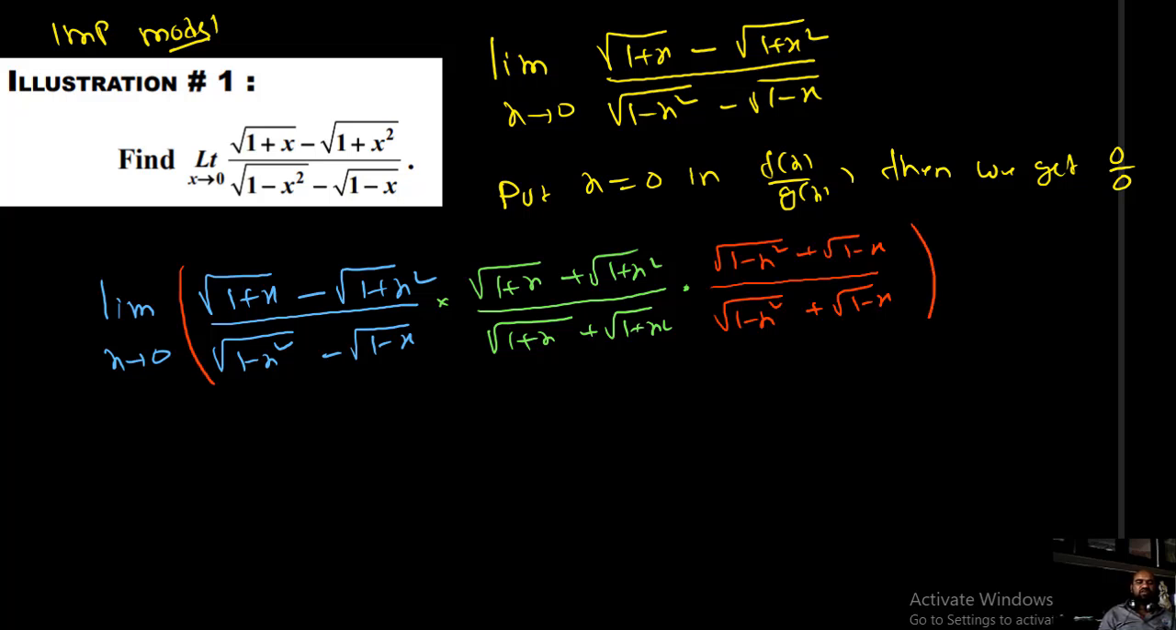Students, now I want to group this term with this term, so that it is in the form of (a plus b) into (a minus b). a square means 1 plus x, b square means minus of (1 plus x) square.